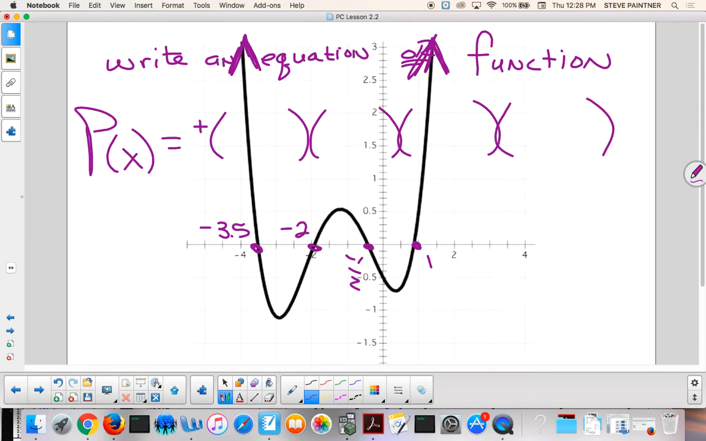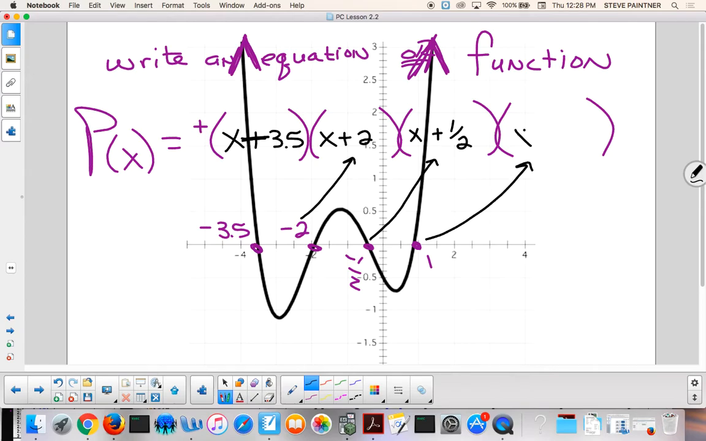So now we're going to take the zeros and stick them back into the factor. Here we go. It's always going to be x minus the zero. X minus negative 3.5, plus 3.5, okay. Followed by x plus 2. Followed by x plus a half. Followed by x minus 1. Okay? And behavior was positive because it went up.